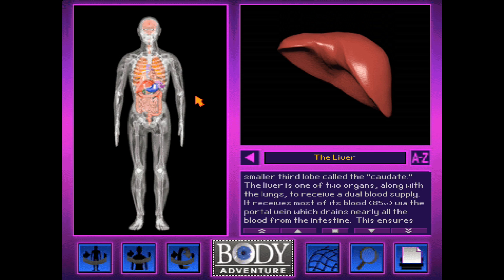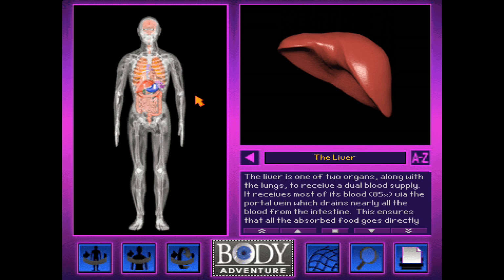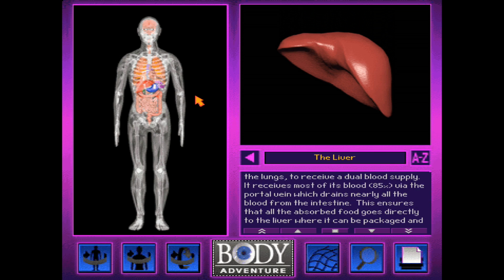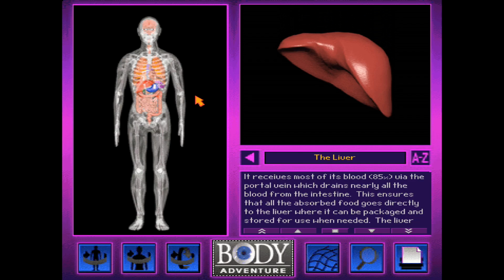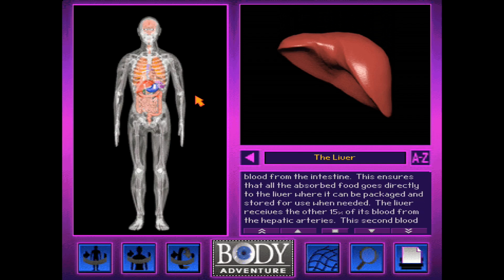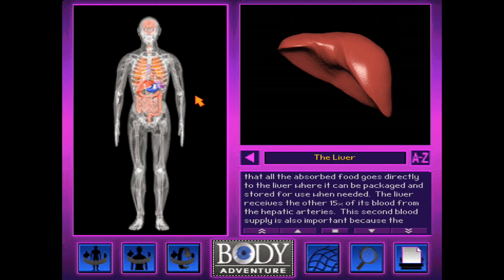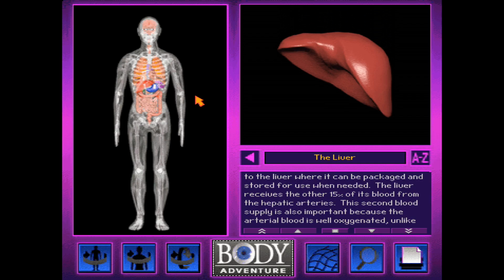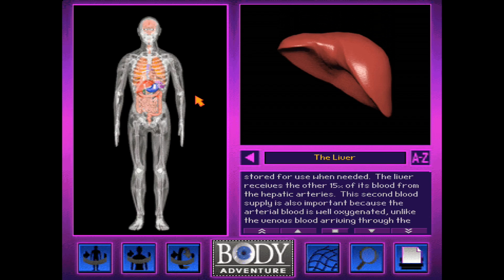Historical interest, it was Louis Pasteur who first explained the cause of rabies. He also developed a method of immunization to prevent the disease from occurring. In the 1800s, this was a monumental achievement. The liver receives 85% of its blood via the portal vein, which drains nearly all the blood from the intestine. This ensures that all the absorbed food goes directly to the liver, where it can be packaged and stored for use when needed. The liver receives the other 15% of its blood from the hepatic arteries.